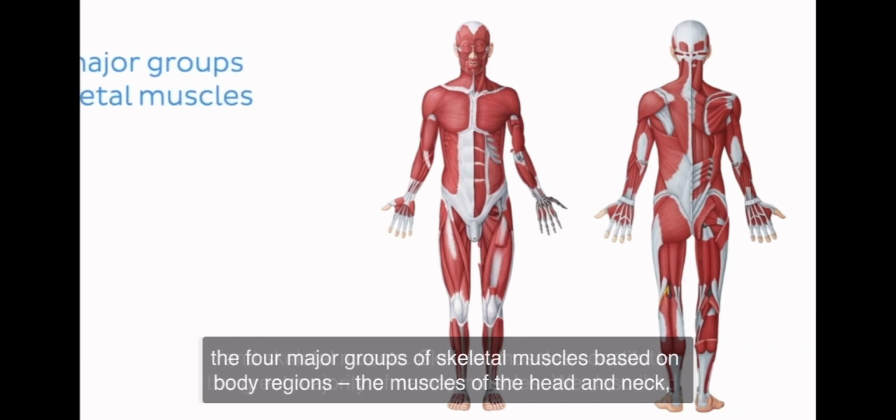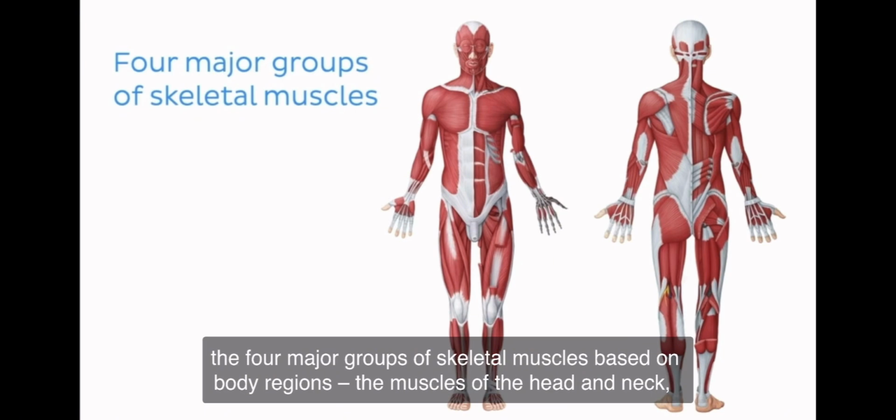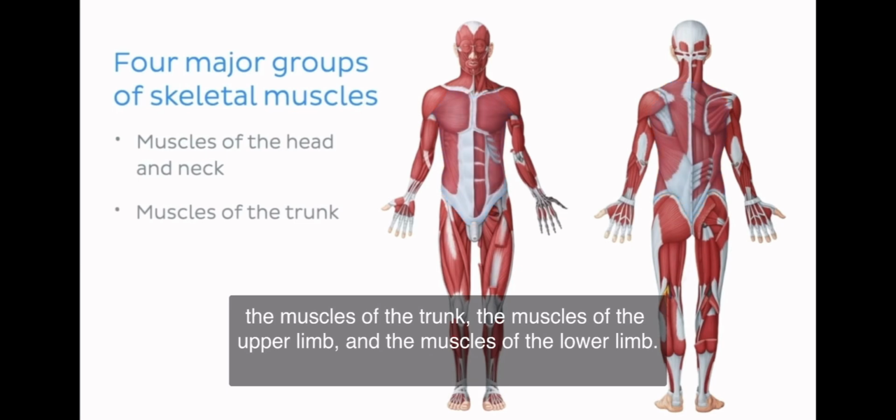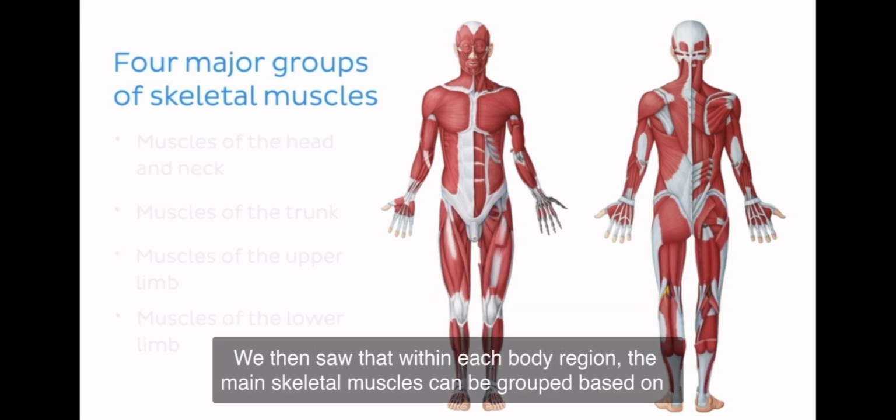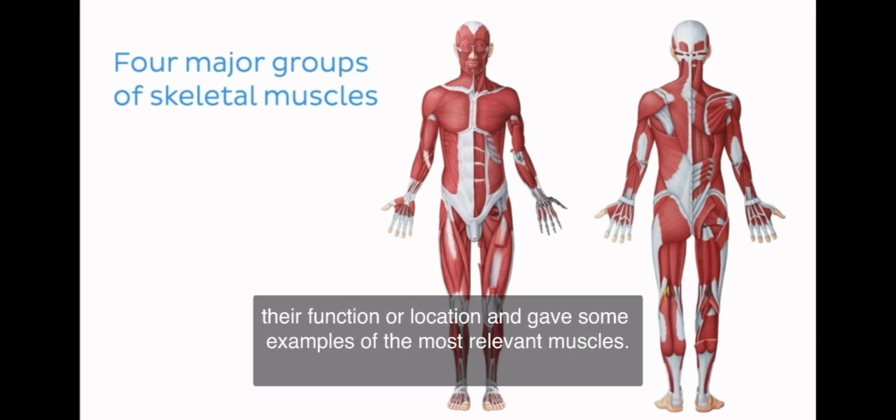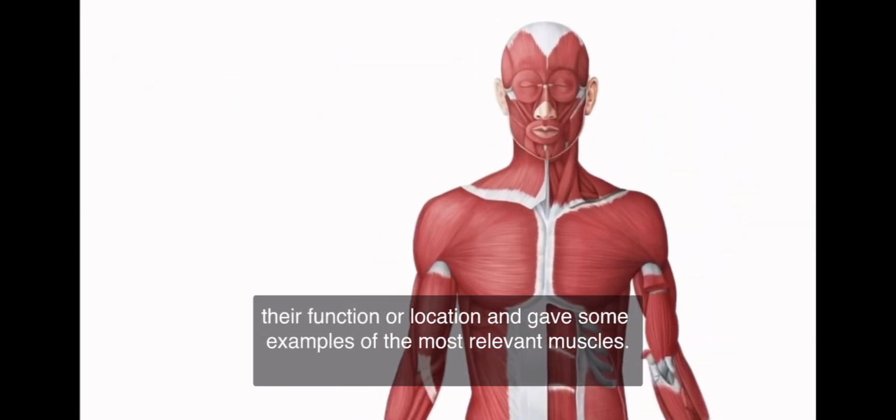We described the four major groups of skeletal muscles based on body regions: the muscles of the head and neck, the muscles of the trunk, the muscles of the upper limb, and the muscles of the lower limb. We then saw that, within each body region, the main skeletal muscles can be grouped based on their function or location, and gave some examples of the most relevant muscles.